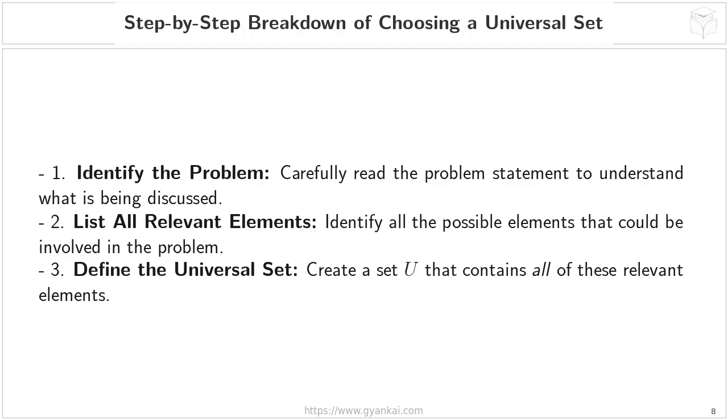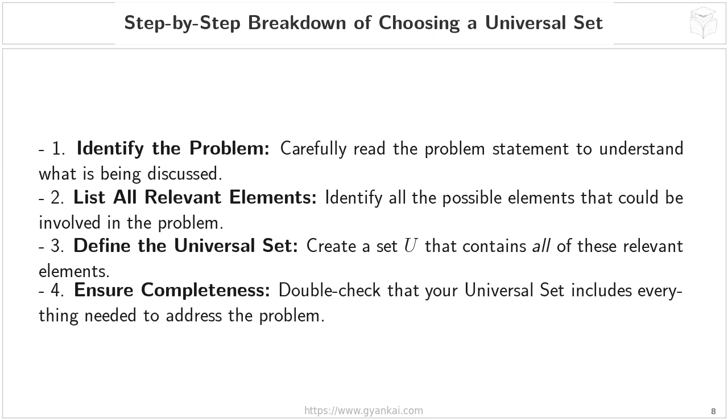Step 3. Define the universal set. Now, take that list of relevant elements and create your universal set, which we denote as U. Remember, the universal set is a set containing all of those elements you just identified. So, you're essentially grouping everything together that's potentially part of the discussion. This is where you formally write it out using set notation, curly braces enclosing all the elements.